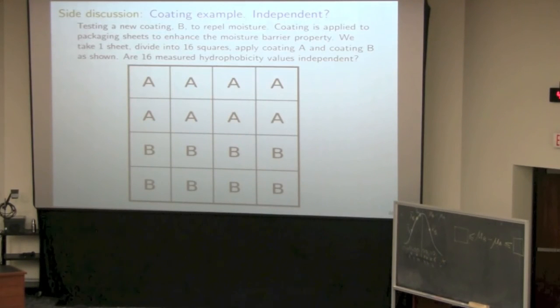This is the easy way to do it, right? Because you simply take one sheet, fold it in half, apply coating A to one side and coating B to the other, cut this side up into 8 pieces, cut that side up into 8 pieces, and give it to your lab technician to measure how much it repels moisture. But what about those 8 values of A and 8 values of B? Are they independent? Discuss it with someone next to you and explain why it's not independent.